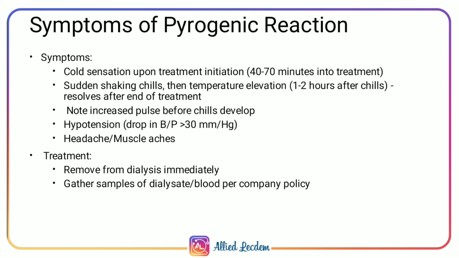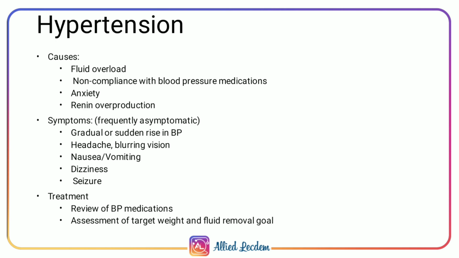And the symptoms for pyrogenic reaction are cold sensation upon treatment initiation, sudden shaking, chills, then temperature elevation. Note increased pulse before chills develop, hypotension, headache or muscle aches. And the treatments are: remove from dialysis immediately, gather samples of dialysate or blood per company policy.